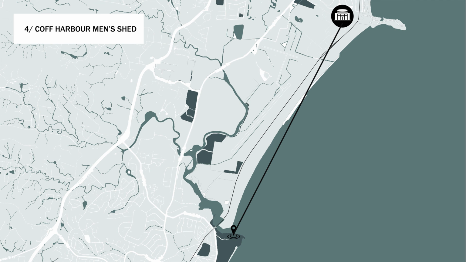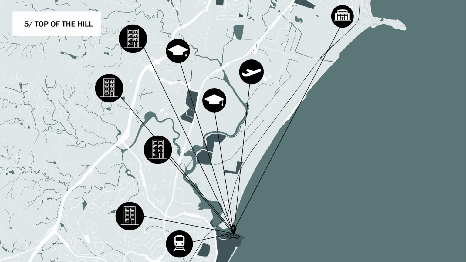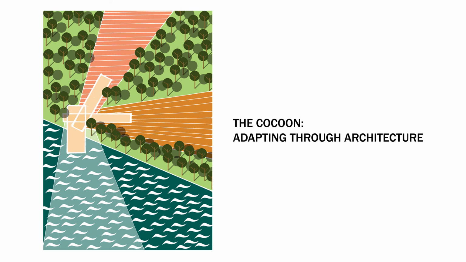Coffs Harbour Men's Shed is a non-profit community center made specially to advance the health and well-being of men in the Coffs Coast region. The existence of this facility adds more sense of welcoming to the site. By being located on the top of the hill, the structure will be the symbol of awareness to the local community, telling them that these people need our presence. The cocoon, adapting through architecture.